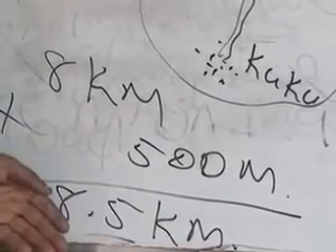And the distance from Tata to Kuku will now be 8 kilometers plus 500 meters, and that will give us 8.5 kilometers, which is the same thing as 8 kilometers 500 meters. This is a shorter way of writing it.